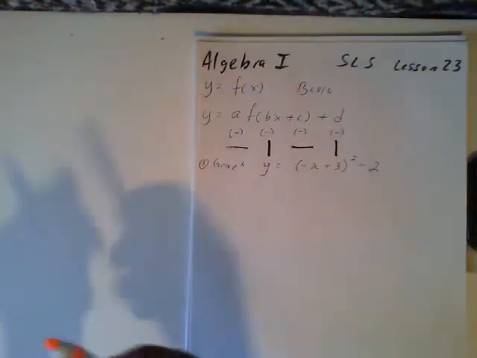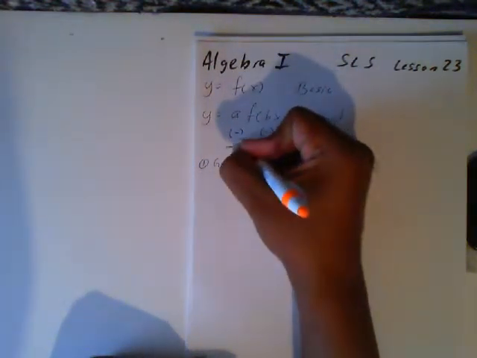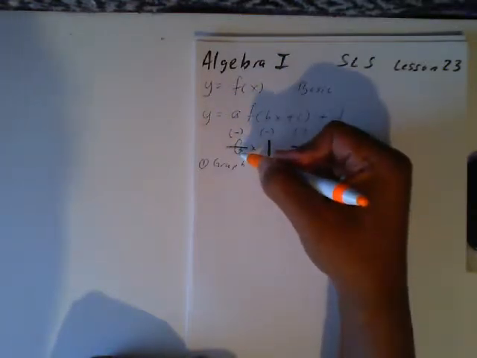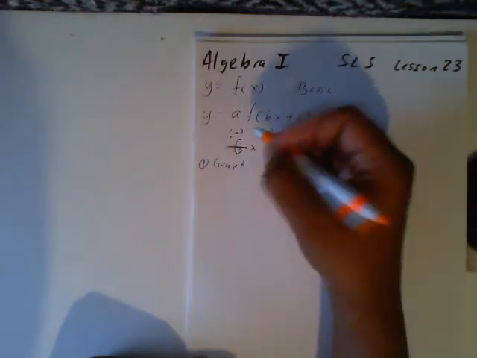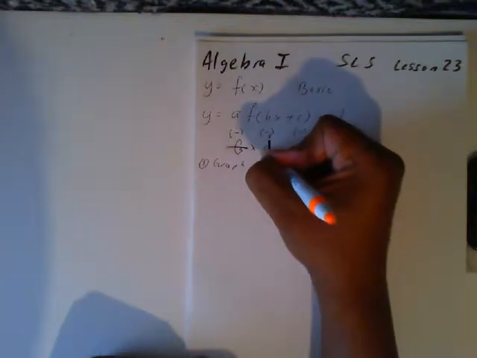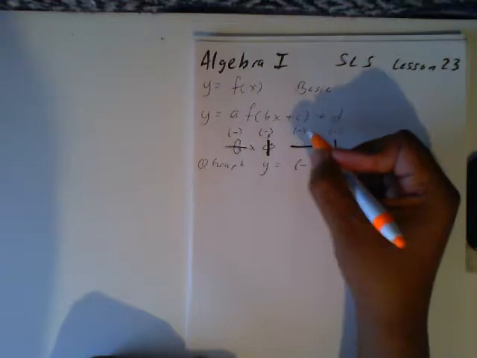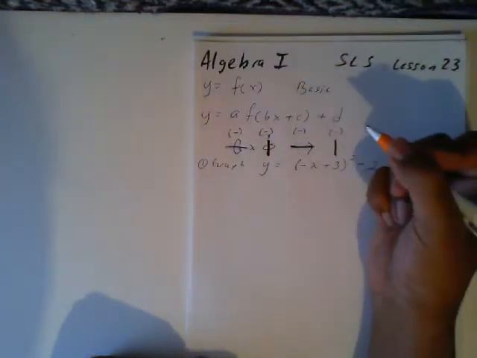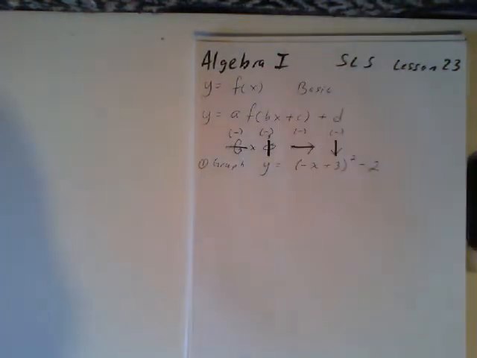If A is a negative number, we get a reflection about the x-axis. So whatever was on the top goes to the bottom, and whatever's on the bottom goes to the top. If the B parameter is a negative number, you get a reflection about the y-axis. So whatever's on the left side goes to the right, and whatever's on the right goes to the left. If the C parameter is negative, the graph shifts to the right. And if the D parameter is negative, the graph shifts downward.